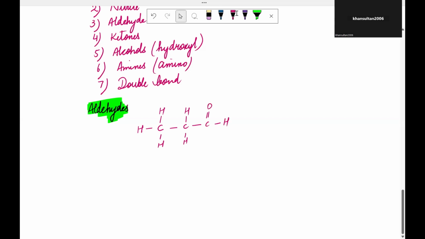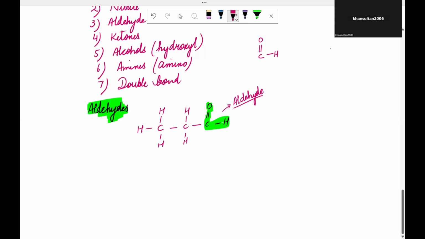So first of all, can you please tell me which functional group this represents? Is this alkene? No, this is aldehyde. I have already told you that the functional group for aldehyde is C double bond O dash H.